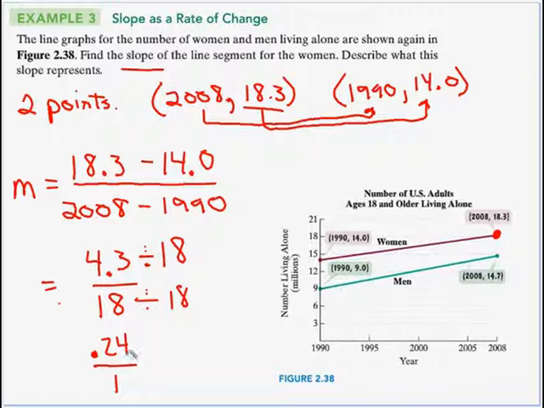So that slope, it's positive slope. It is an increase. Every year, 0.24 million more women live by themselves. Again, remember, you'll be doing the same thing for the men in the practice problems.